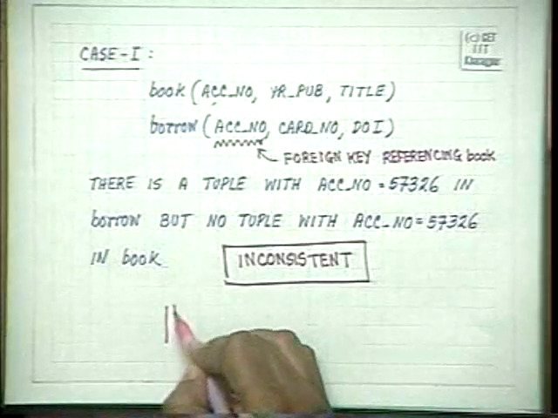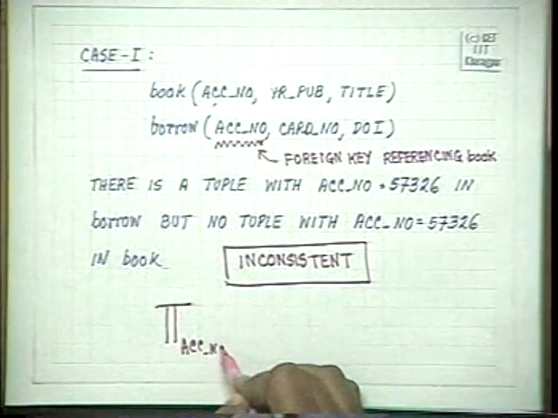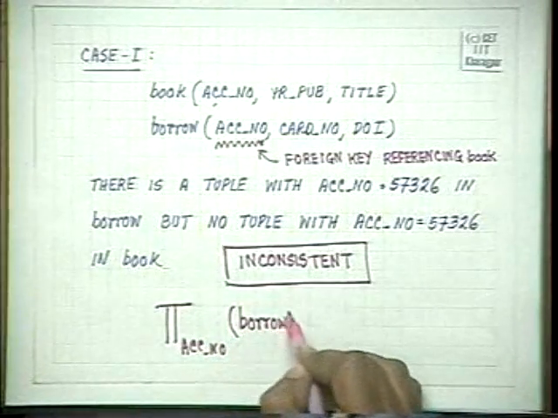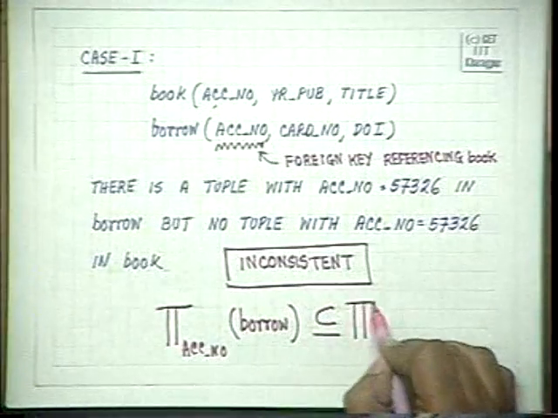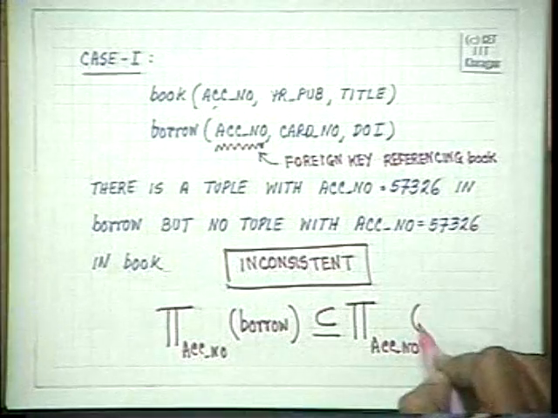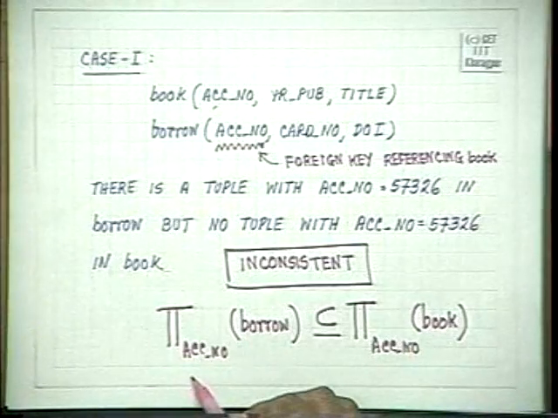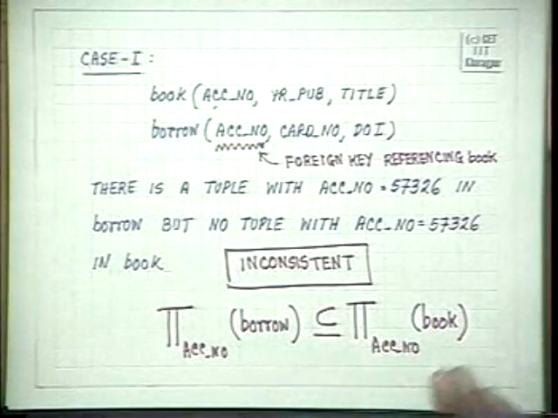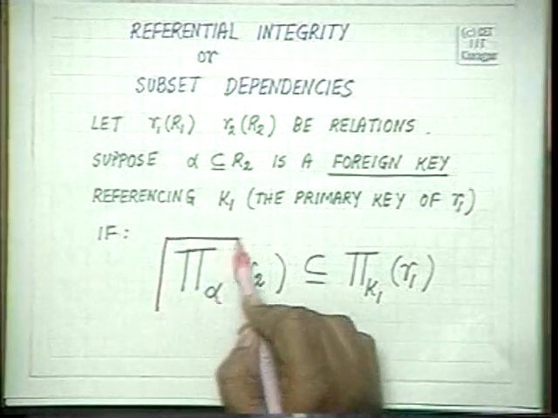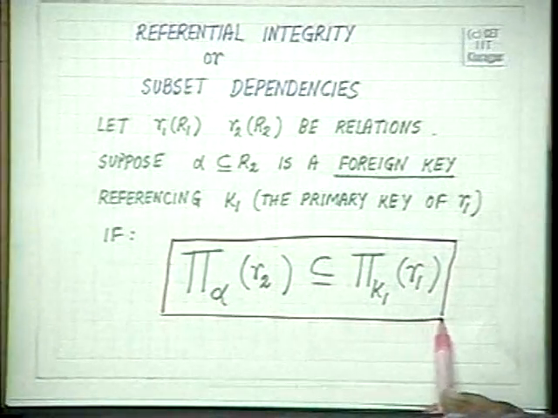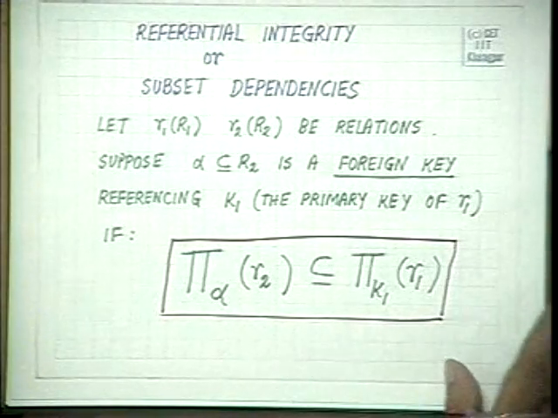So, in our situation, we will have pi of accession number of borrow must be a subset of pi of accession number of book. All the accession numbers of borrow must be a subset of all the accession numbers of book. This is how we simply specify the referential integrity constraints. So, this is the definition of referential integrity constraints. Now, how is this to be checked? We will see very soon. Before that, we quickly see how SQL defines such constraints.